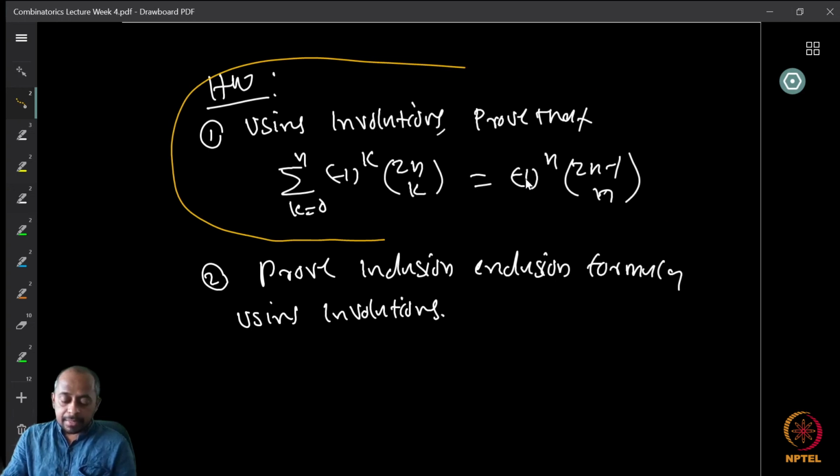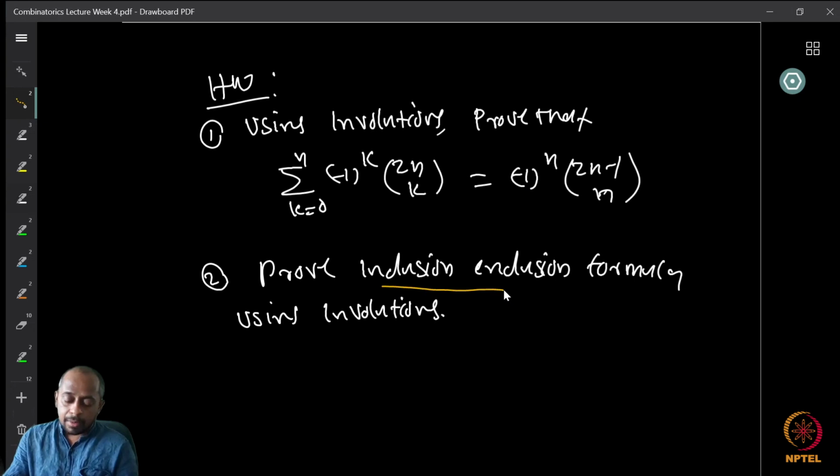Then as we mentioned, I did not mention this maybe, you can also prove the inclusion exclusion formula using involution. So give a proof of the inclusion exclusion formula using involution.